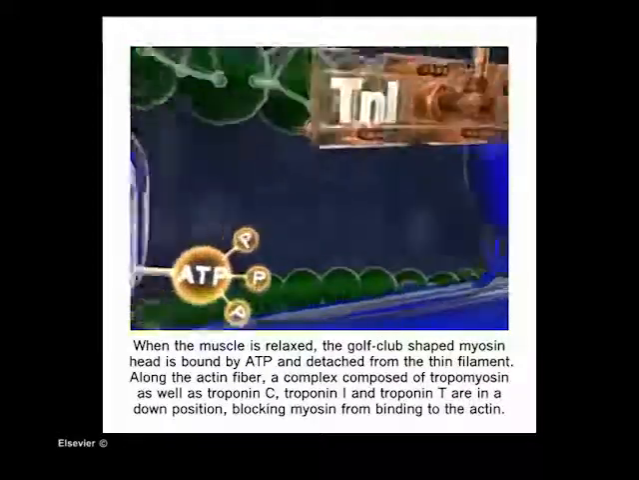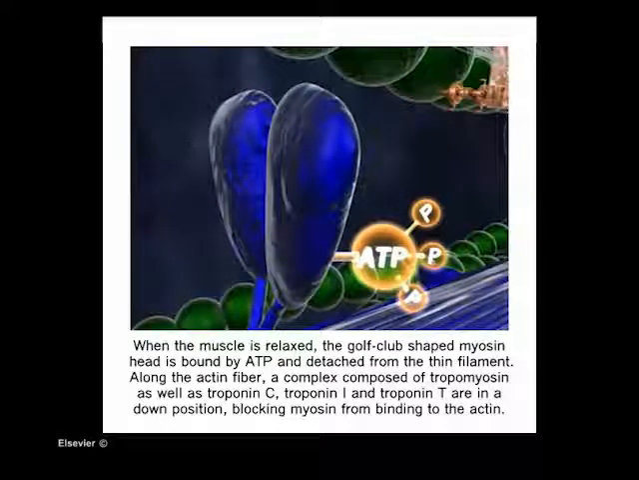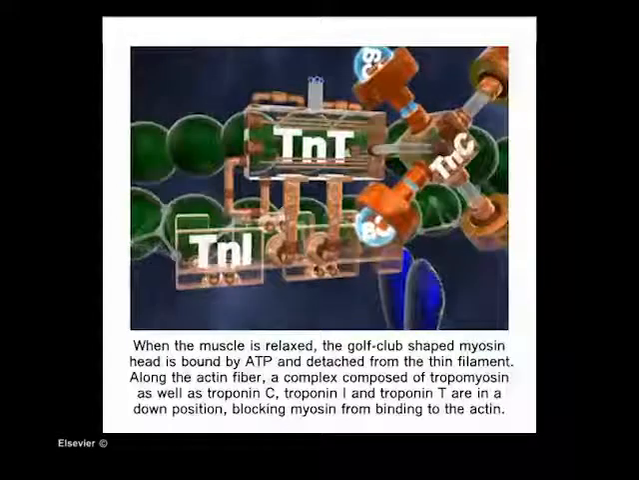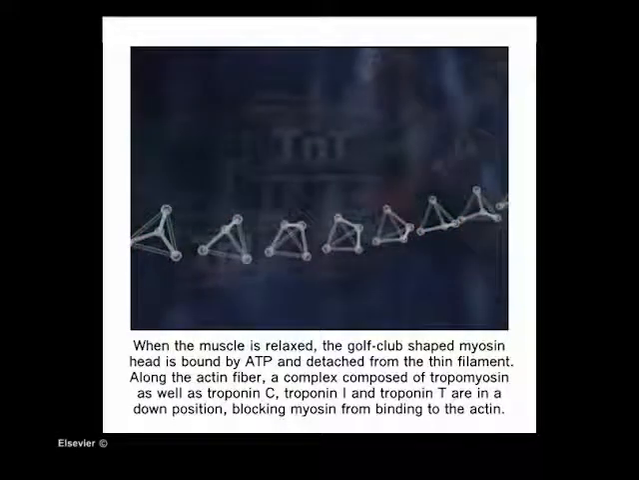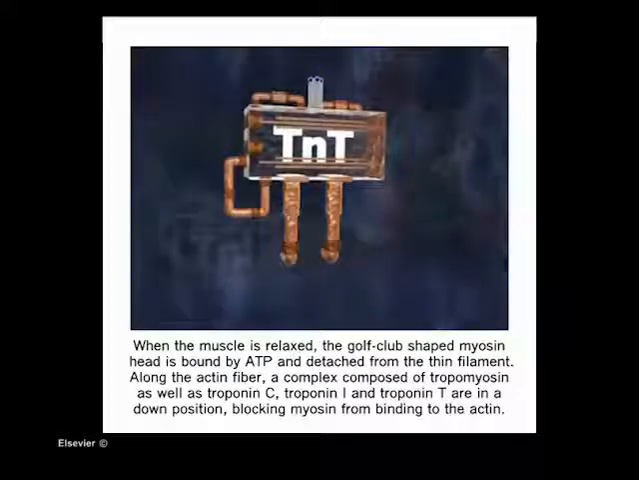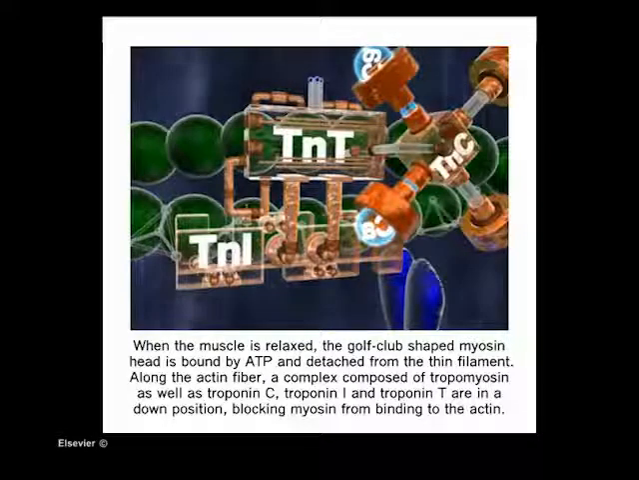When the muscle is relaxed, the golf club-shaped myosin head is bound by ATP and detached from the thin filament. Along the actin fiber, a complex composed of tropomyosin, as well as troponin C, troponin I, and troponin T are in a down position, blocking myosin from binding to the actin.